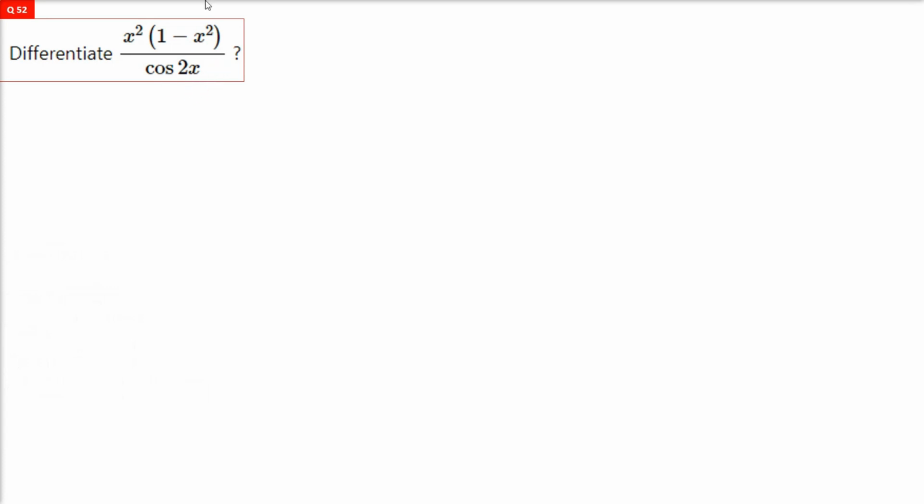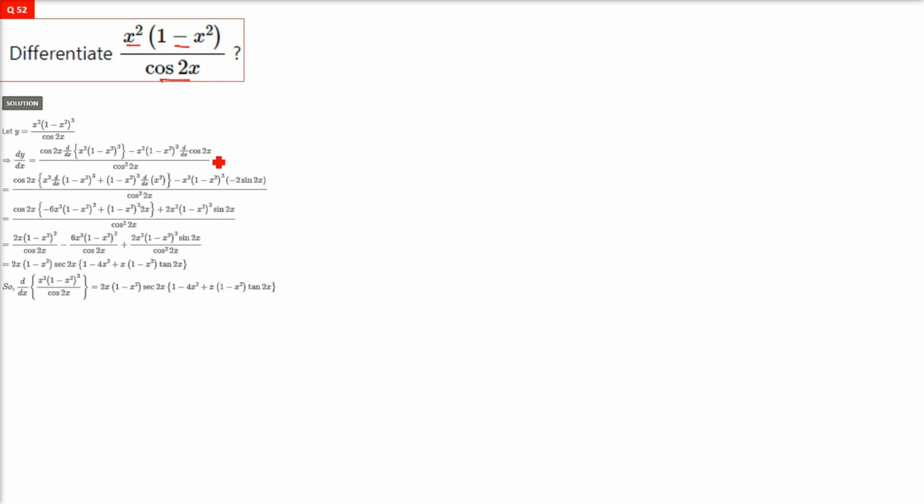Differentiate this term. Now I'll show you the solution that you will be tempted to do, you should do. But I will give you a different solution because the answer may vary in terms of viewing perception, but they are ultimately the same.